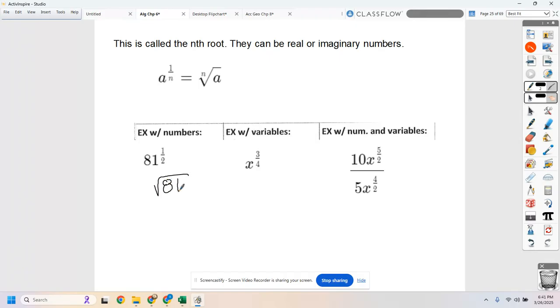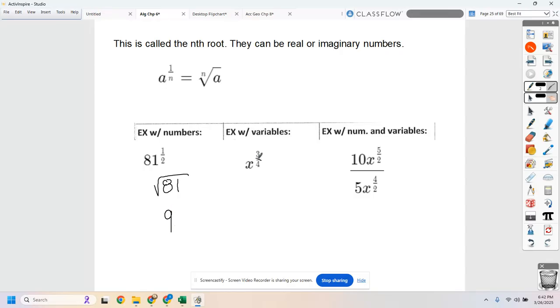Now you say, hold on, square root. Yep, the 2 is going to kick out. This is really a square root. We don't have to put the 2, and I also don't have to put the 1. So we would actually never write the 2 or the 1, but this is what it would look like. Anything to the 1/2 power is a square root, and the square root of 81 is 9.